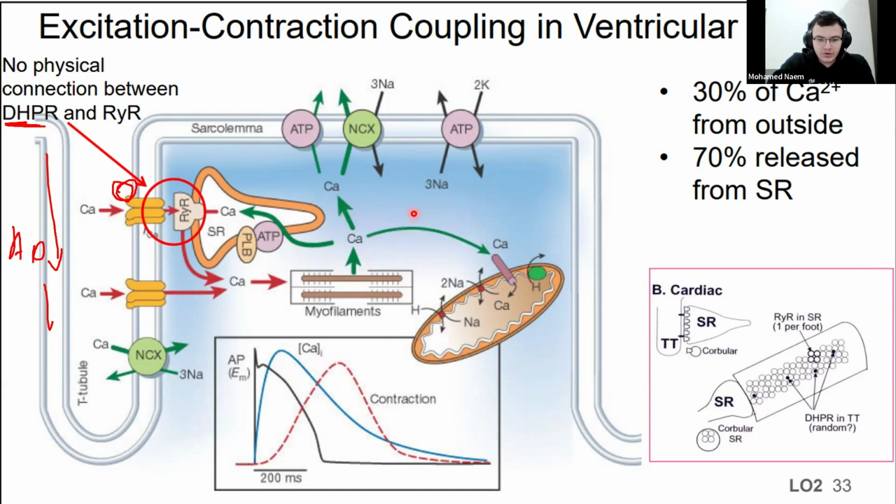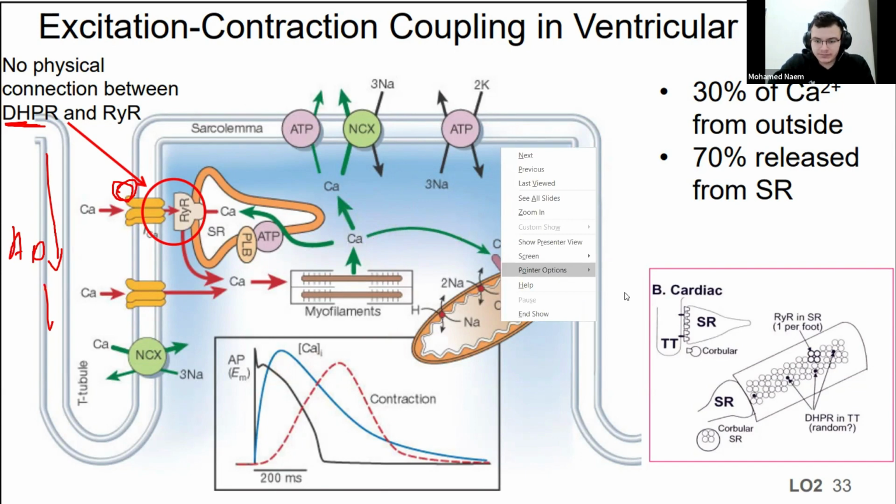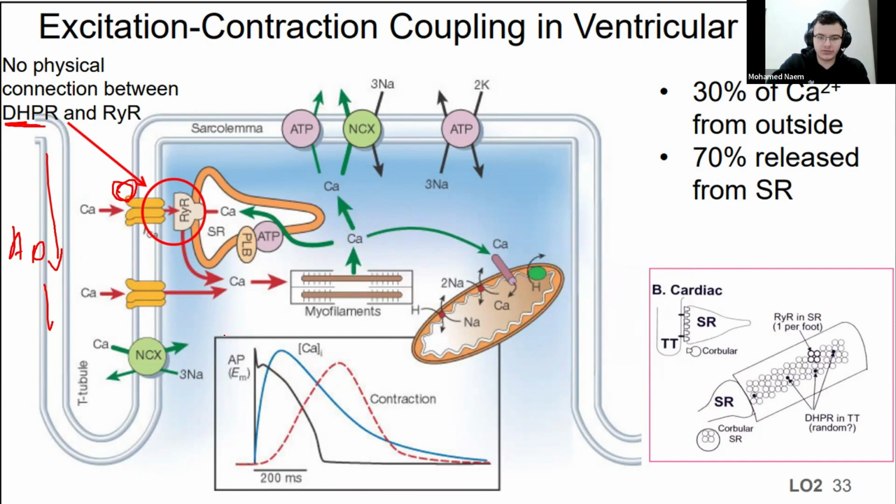So now we have 100% of the calcium inside the cytoplasm. We said 30% of that is from the outside and 70% from the SR, right? So logically, we need 30% of this calcium to get outside again and 70% to go back into the SR. Pure logic. So let's talk first about the 30% because it's simpler.